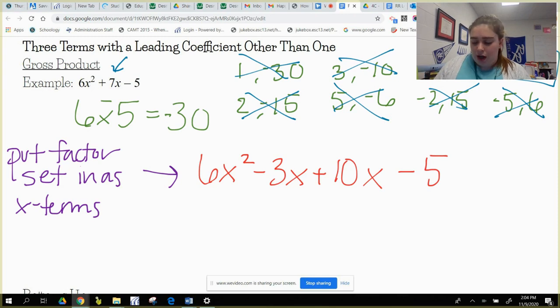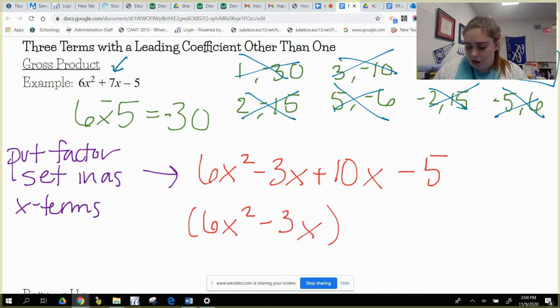Okay, so we have that rewritten now. Now we're just going to make these two separate binomials. All you have to do for that is group them with parentheses. I'm going to rewrite mine, but you don't have to. You can just add your parentheses to be like this. And we have to put that plus sign in the middle because we're adding all these terms and subtracting them. We're not multiplying anything yet.